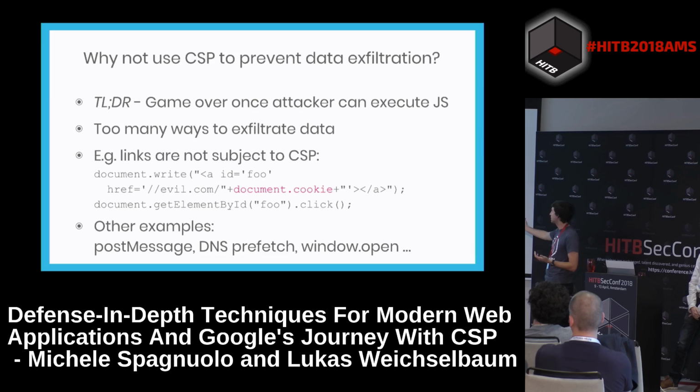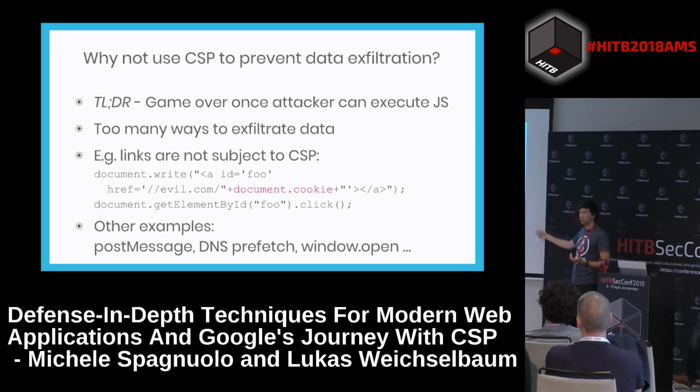So one very trivial example is an attacker could just write a link tag with the document cookie in the path, and then click that link. CSP cannot restrict navigation, right? So even if you block everything with your CSP, there's no way to prevent this data exfiltration once you have script execution, right? And there are other examples like post message, DNS prefetch, window.open, and others. So the goal is really to prevent the script execution in the first place, not to prevent data exfiltration once someone has script execution, right?